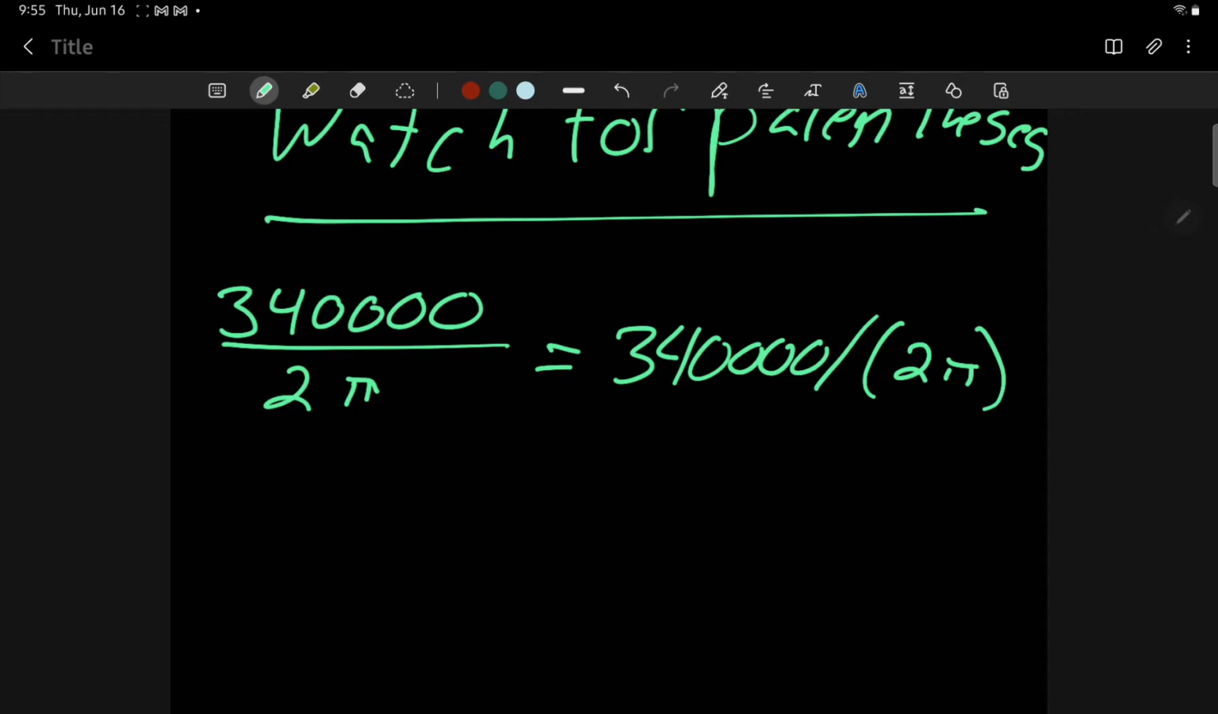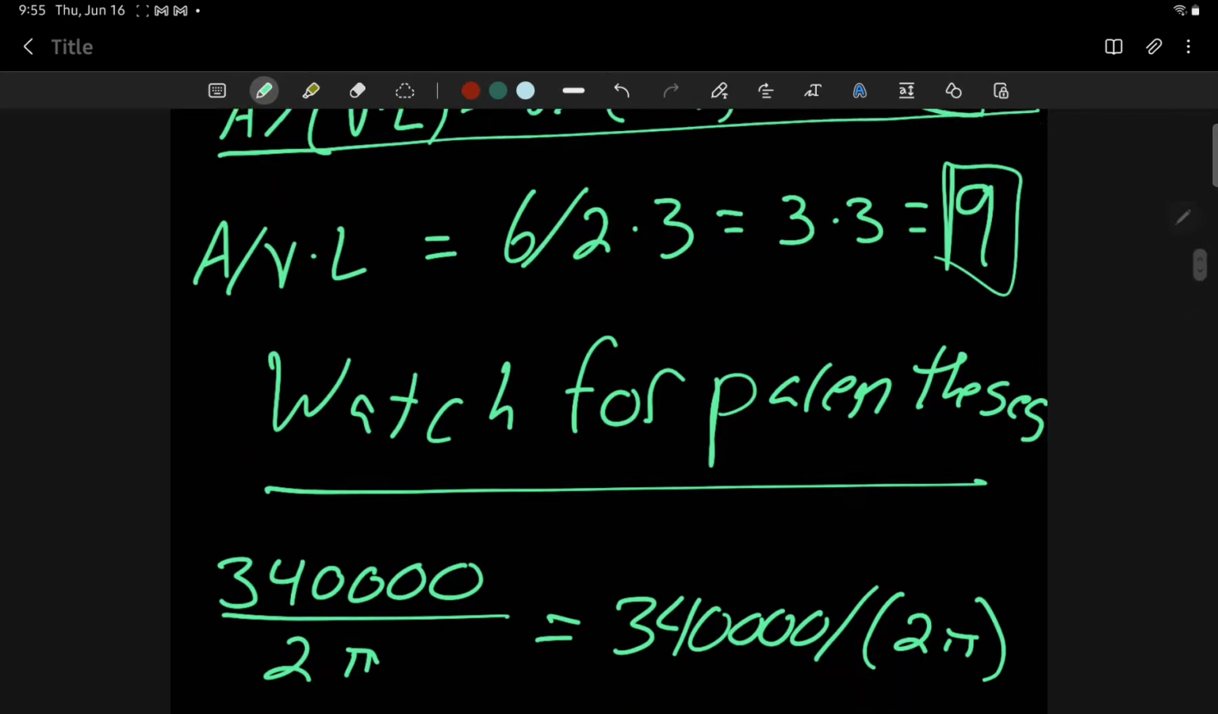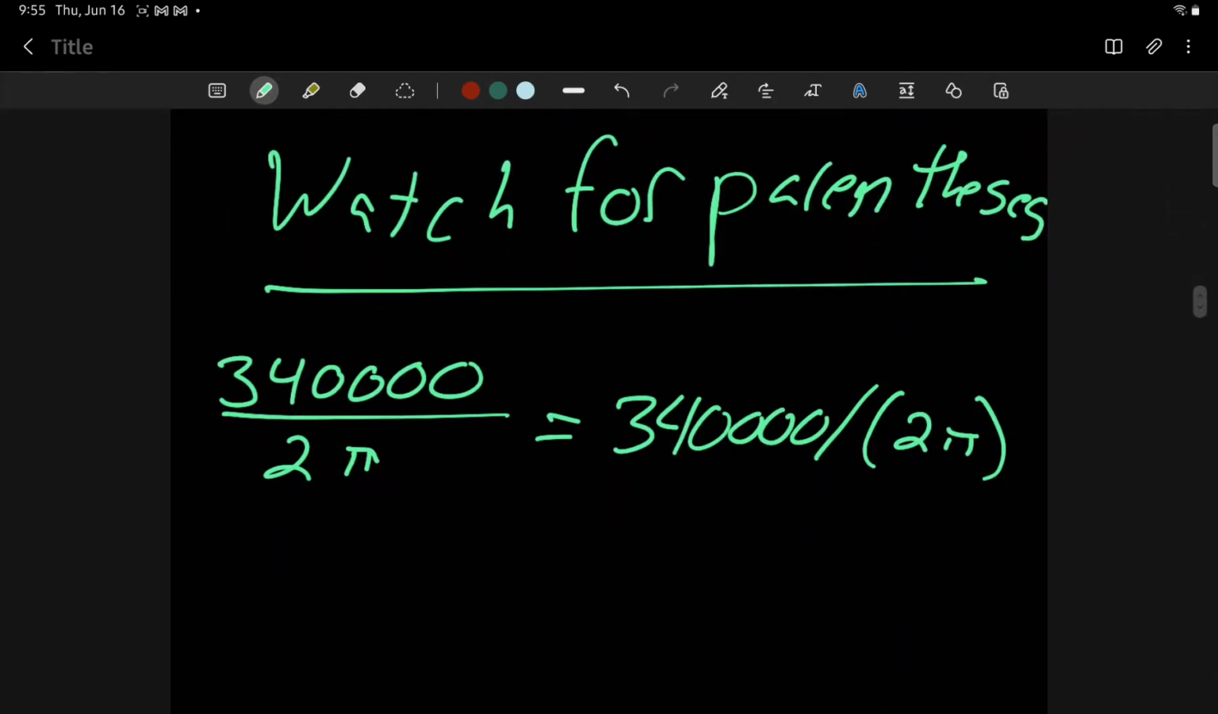Because if you don't, you're going to go through and solve it, and you end up with an answer that's way too big, way bigger than it should be. So watch for that. That's a common mistake that I saw. And look, here's the thing about this mistake. You are going about it correctly. You're doing order of operations the way it should be.